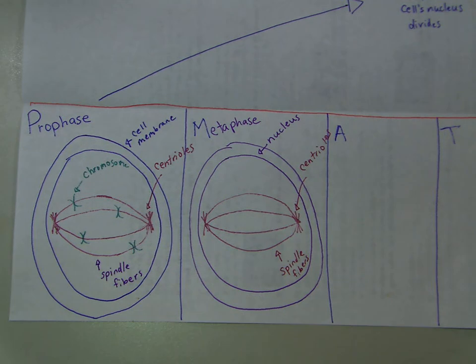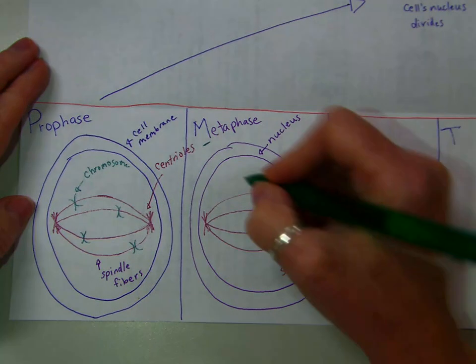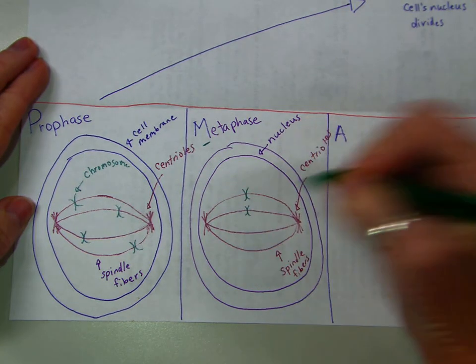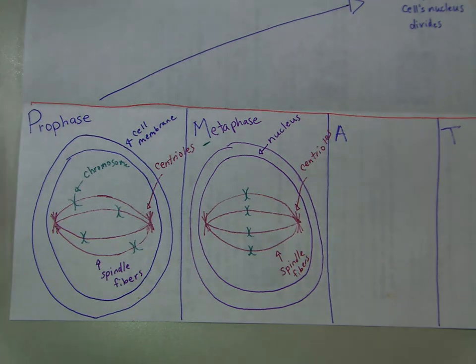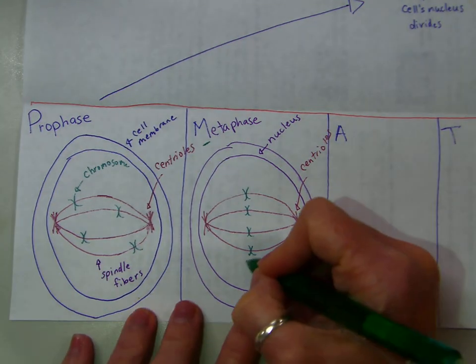We have 4 chromosomes. And during metaphase, the chromosomes meet in the middle. So M for middle. So we have chromosomes. There's one attached to this spindle fiber, one attached to this, one attached to this, one attached to this, and they're all in a straight line. They've all met in the middle. So I'm going to label those again.